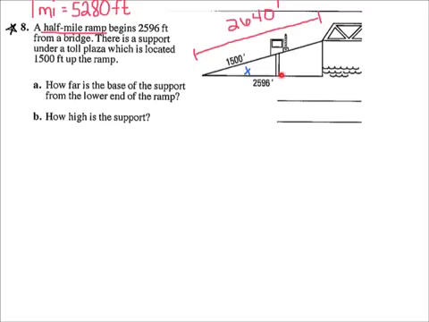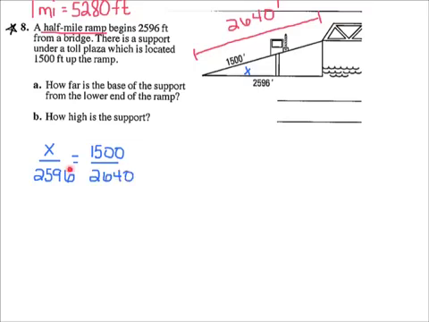This x is going to correspond with the 2,596 in the bigger triangle, and this 1,500 is going to correspond with the 2,640 in the larger triangle. So my proportion would look like this. x over 2,596 equals 1,500 over 2,640.